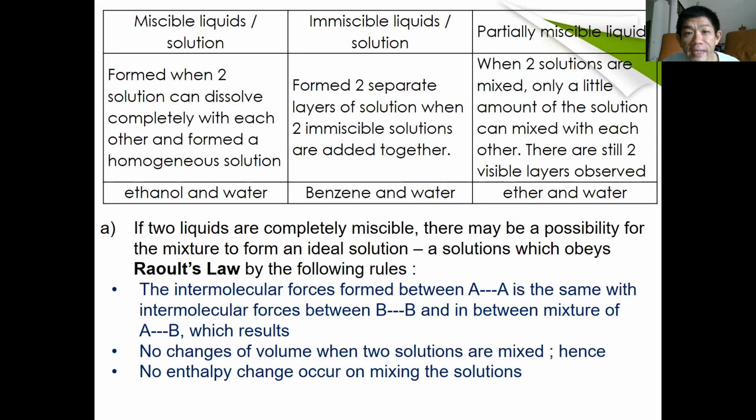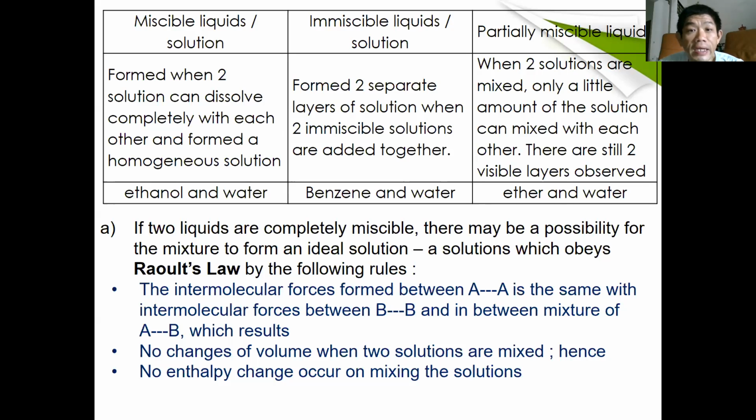Then you have what we call an immiscible liquid. An immiscible liquid forms two separate layers when you mix two liquids together. It's like water and oil. If you mix together water and oil, or water with benzene, you eventually see two layers, isn't it? So we call that an immiscible liquid. And then there is also what we call a partially miscible liquid. When two liquids are mixed, only a little amount can mix with each other, but there are still two very visible layers observed between each other.